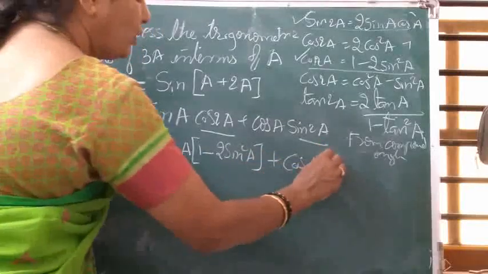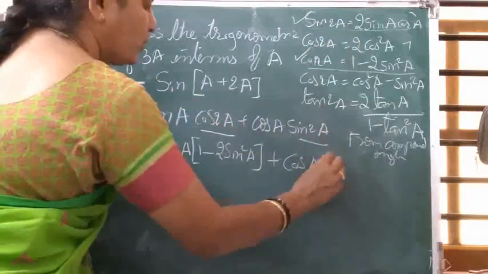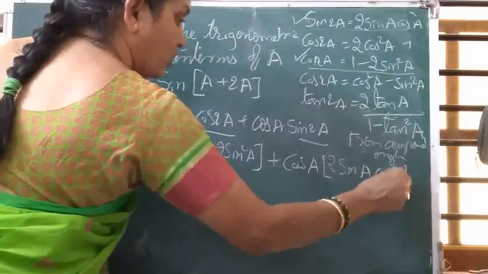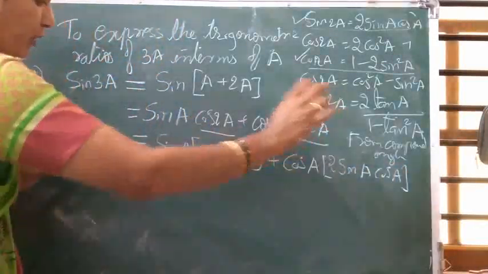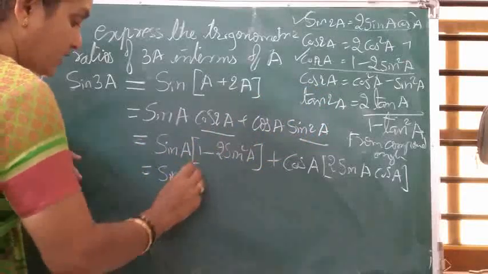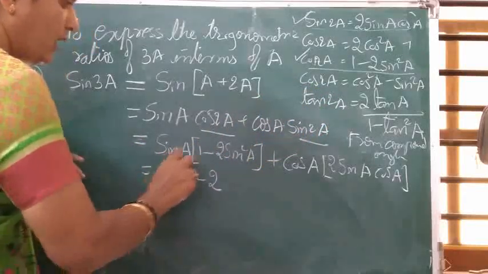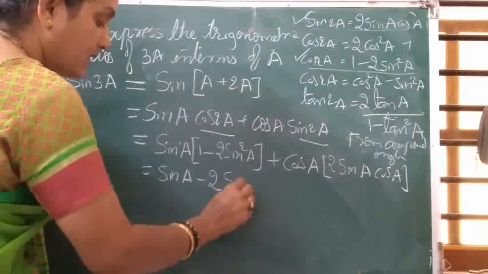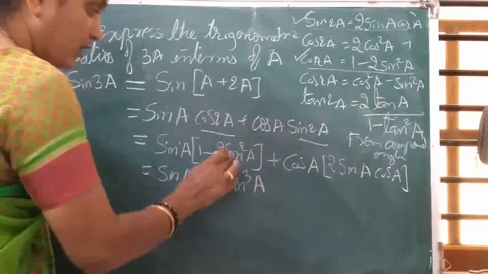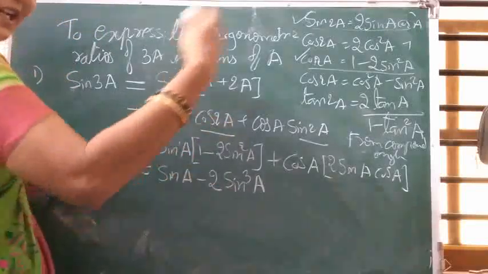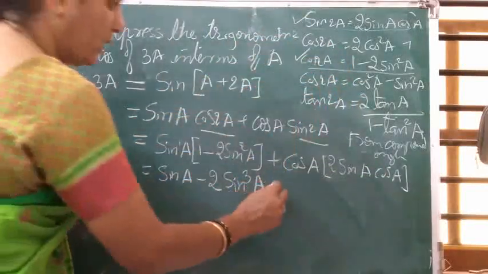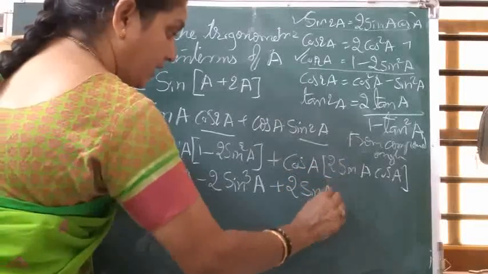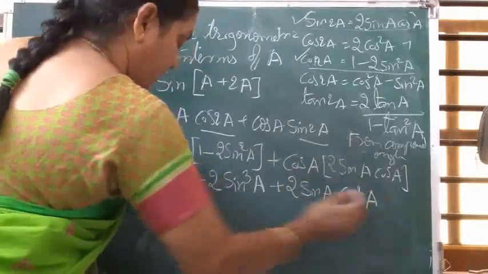Then sin 2A is what? You know sin 2A is 2 sin A into cos A. Now remove the bracket. Sin A into 1 is sin A minus 2 sin square A, and one more sin A is there, so it is sin cube A. Sin A the whole square into sin A the whole cube. It is sin cube A plus 2 multiply sin A into cos square A.